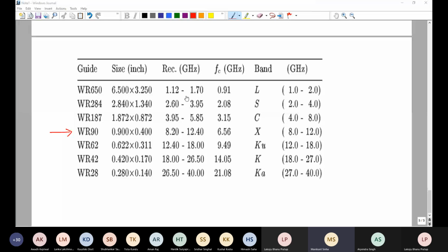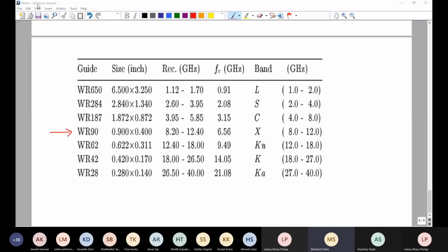So the WR90 dimension is shown here. The practical waveguides come with fixed dimensions, the broader dimension and the narrower dimension. So we do not choose the dimensions at random. This is the WR90 waveguide dimensions, 0.9 times 0.4, and this is in inches. You can multiply by 2.54 to get centimeters. And the operating frequency for single mode operation, you could see, is 8.24 to 12.40 gigahertz, and 6.56 is the cutoff frequency.